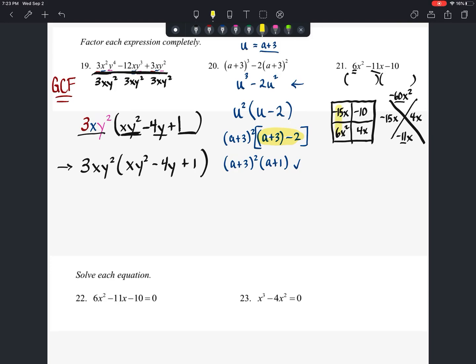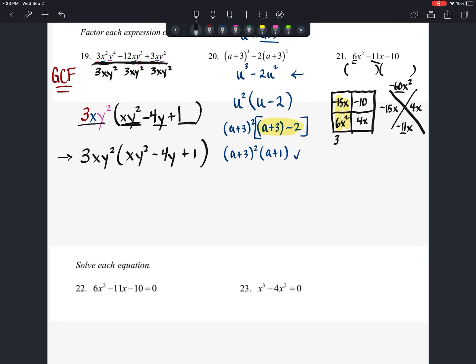Next thing, for those of you who don't remember this part, think about this. What's the greatest common factor in that first column? Well, 3 goes into 6 and it goes into 15, so we'll say 3. And x goes into x and x squared, so that's a 3x. So 3x times what gives me 6x squared? That would be a 2x. And 3x times what gives me negative 15x? That would be a negative 5. And then 2x times what gives me 4x? That would be a 2. So this will factor into 2x minus 5 times the quantity of 3x plus 2.